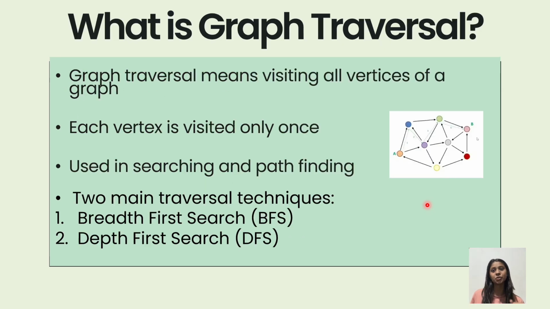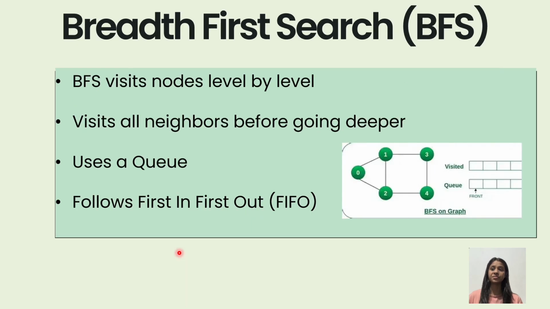Now, let's go to graph traversal. Graph traversal just means how do we visit all these nodes without missing any or repeating them. This is used in searching and pathfinding. And for that, we mainly use two techniques. The first one is breadth first search, also called BFS. And the second one is depth first search, DFS. Let's talk about BFS first.